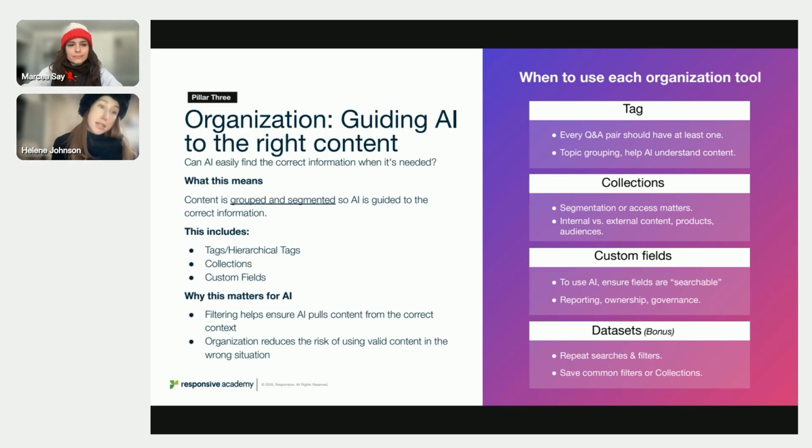Finally, a bonus here that we have is data sets, and they allow you to combine collections and tags as like a filter. So if you're always searching for something with security within the legal collection, you can save that as a data set and it'll make it really fast to find it. So you're not constantly searching. So the big takeaway for this is you're not just utilizing the organization for your teams, for your humans anymore. You're also utilizing it for AI.